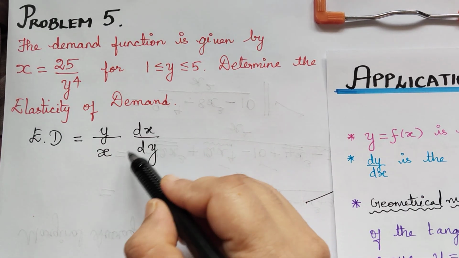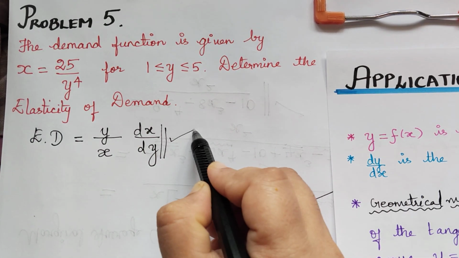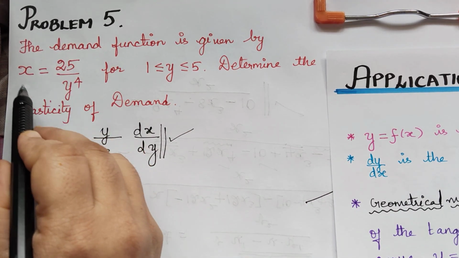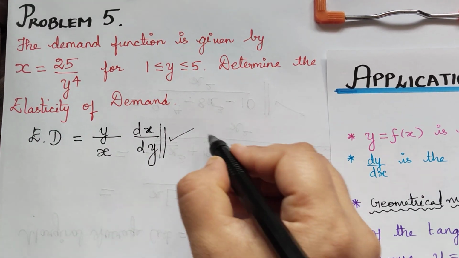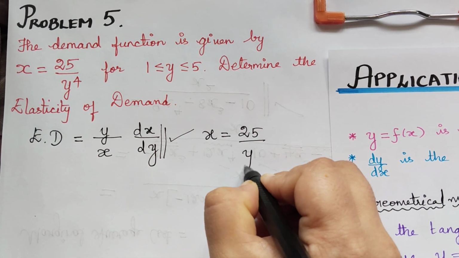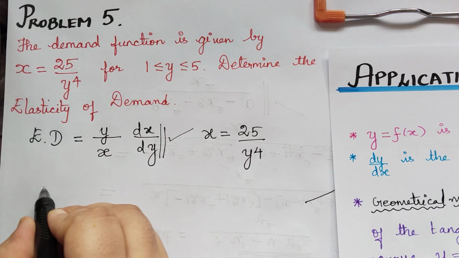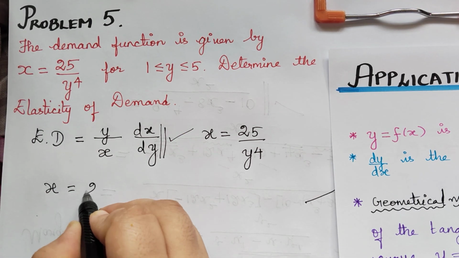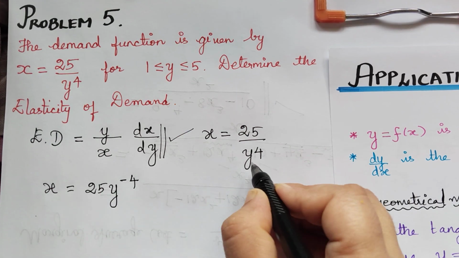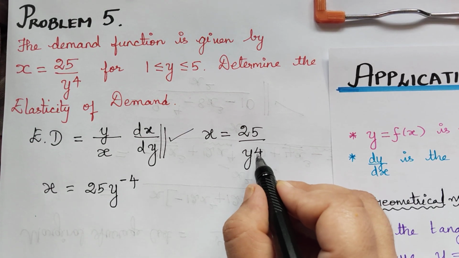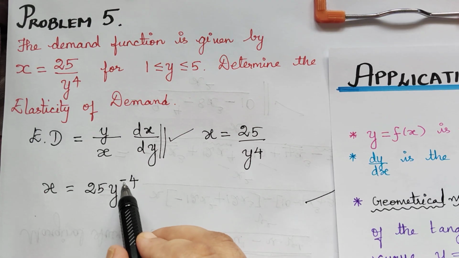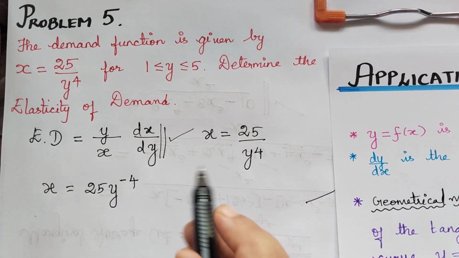In order to apply this formula, first we have to find dx by dy, and it has to be found from the given demand function. So what is x? x is given to be equal to 25 divided by y to the power 4. This can be rewritten as x is equal to 25 multiplied with y to the power negative 4, because I have taken y power 4, which is in the denominator, to the numerator. So the power becomes negative, and we get y to the power minus 4.